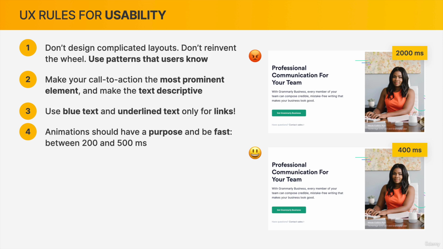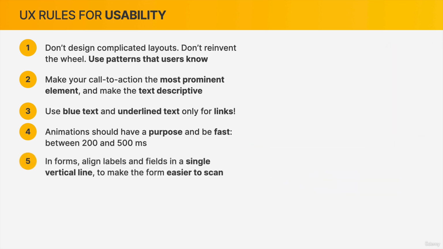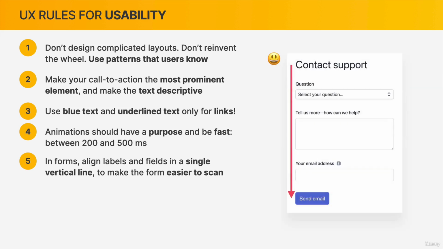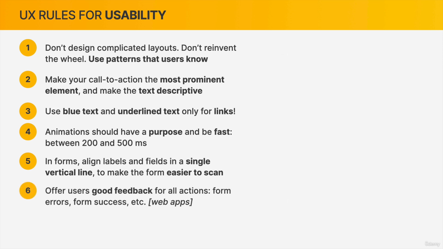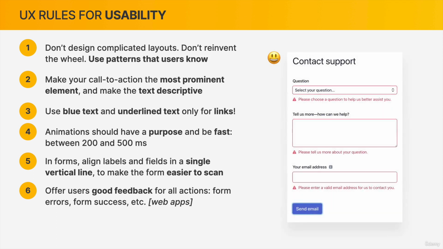Next up, when you design a form, it should be very easy to scan. And so in order to do that, you should align your labels and fields in one single vertical line, just like in this example here. And another one about forms is that you should always offer good feedback for all the actions. So whatever happens after a form is submitted should clearly be stated in your interface, because otherwise that might be very frustrating.